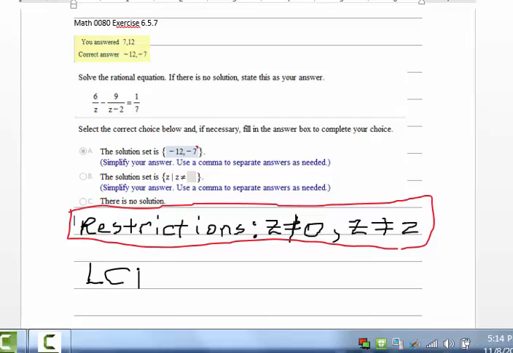Now let's find the LCD. In the first denominator we have a z, so that has to be a factor in the LCD. In the second denominator we have a factor of z minus 2. That has to be a factor in the LCD. In the third denominator we see a factor of 7. That also must be in the LCD. So the LCD has the three factors, 7, z, and z minus 2.